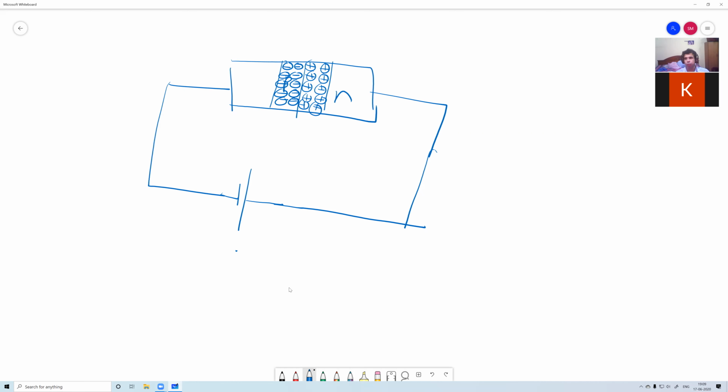These charges will not move. This negative will not go to the N region, and this positive will not go to the P region. They are strongly connected to the crystal structure. Fine. They will not move. They are from the ions.